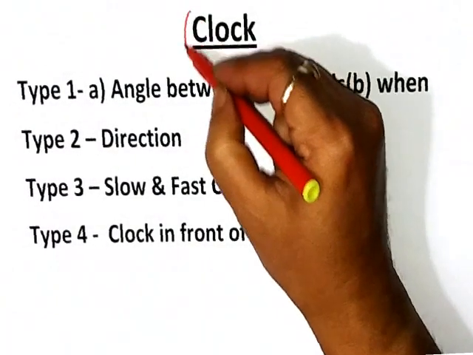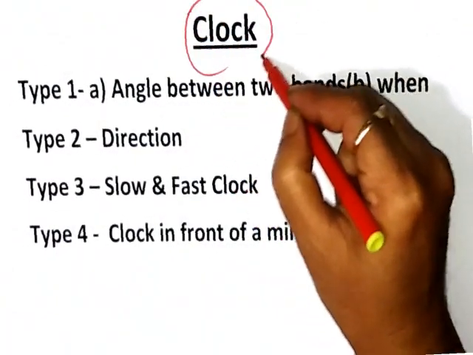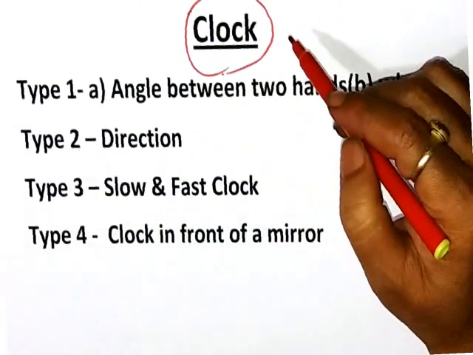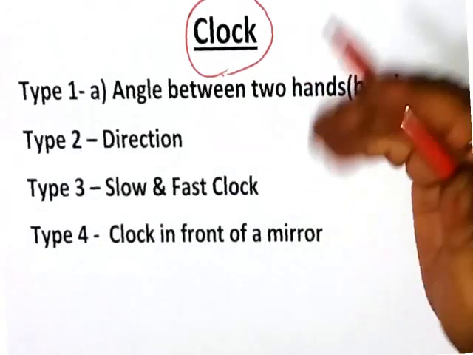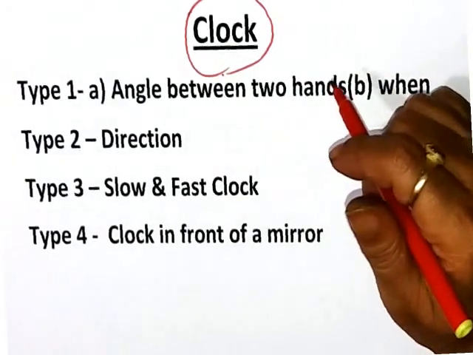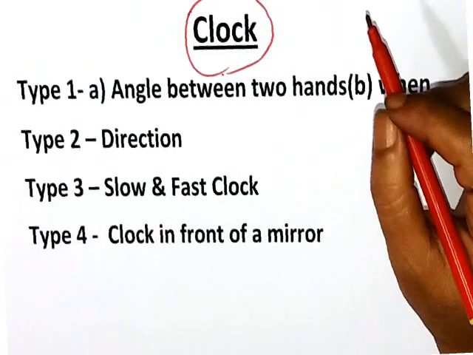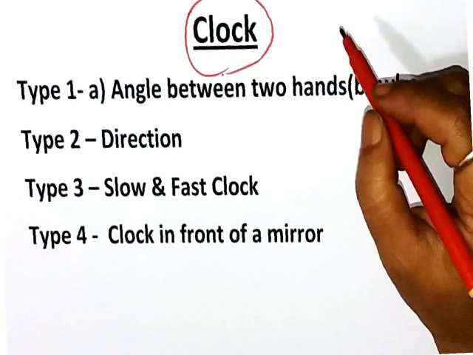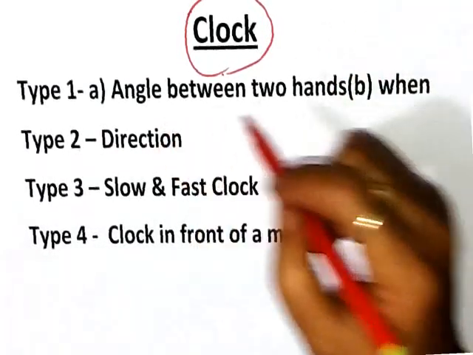Today's chapter is clock, and you know that the questions on the clock can be asked in railway, SSC, state boards, anywhere. It comprises the basic four types of questions you will find in the clock chapter. First, number one, we are calling it type 1.